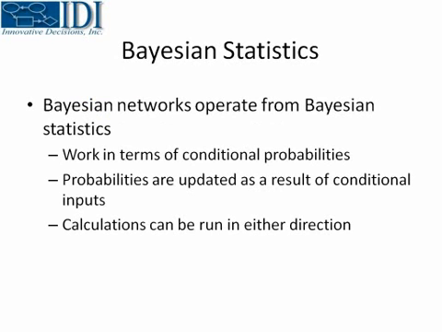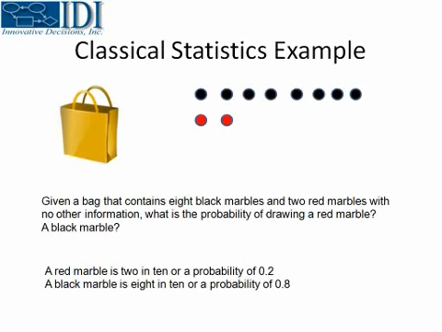Okay, so Bayesian statistics are what underlie Bayesian networks, and they work in terms of conditional probabilities. So what happens is that probabilities are updated as the result of conditions that happen on the inputs. And the nice thing about them is that the calculations can be run in either direction. So a quick example, classical statistics that I'm sure most people probably took in college. Example, you've got a bag with 10 marbles in it, 8 black, 2 red. The question is, if I draw a marble, what's the probability that it's red? What's the probability that it's black? Pretty easy answer, 2 in 10 if it's red, 8 in 10 for black.